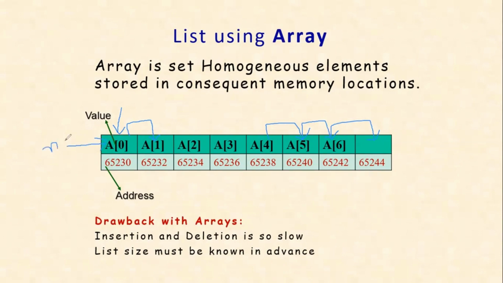But assume that you have 100 elements in this array, and you want to insert a new element in the first position. You have to shift all 100 elements. If you have 1 lakh elements, you have to shift all 1 lakh elements to the right. So definitely it takes more computational power and time, CPU time. So definitely it is not a good practice for insertion and deletion.